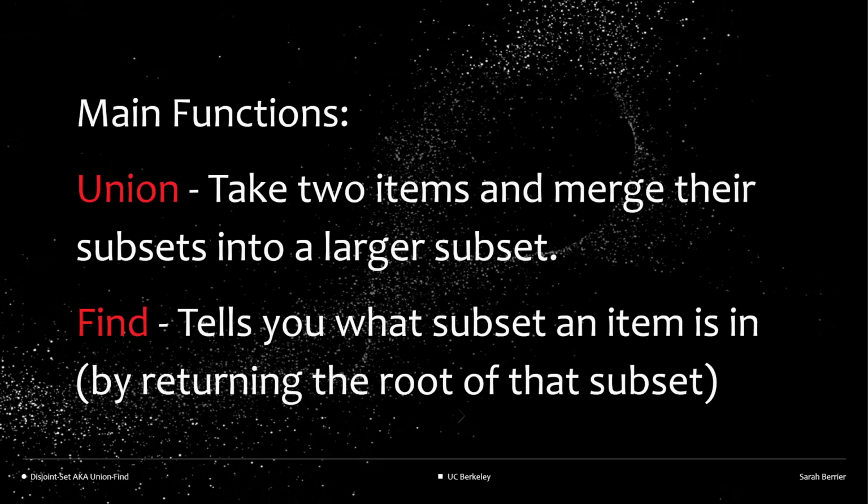So the main functions of disjoint set are union and find, which is why this data structure is often called union find. And they're pretty self-explanatory. Union will take two items and merge their subsets into a larger subset. And find will tell you what subset an item is in. And it'll tell you that by returning the root of that subset, which you'll start to see in the example I'm about to show.